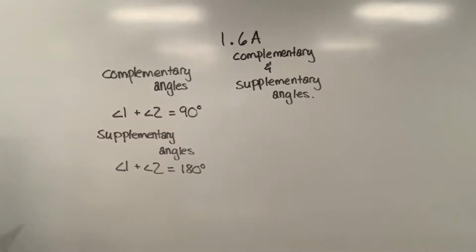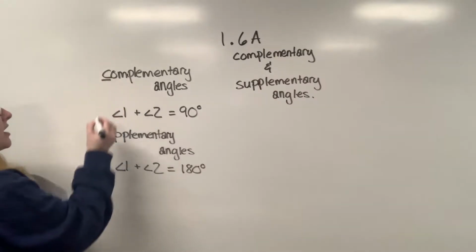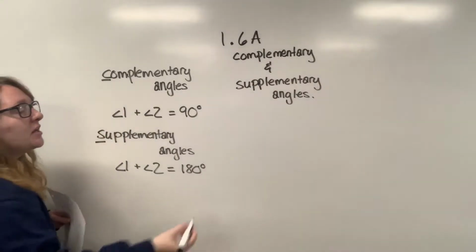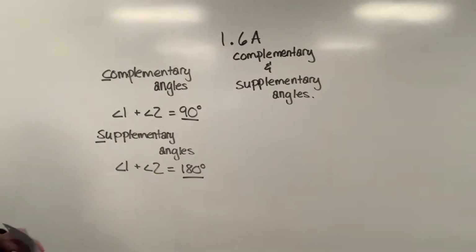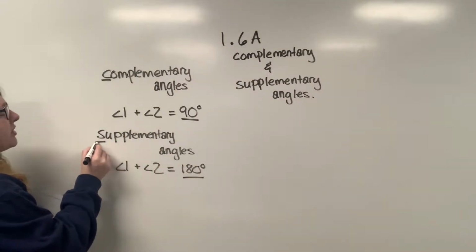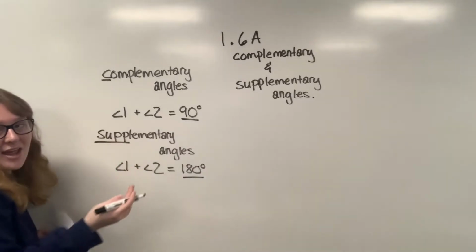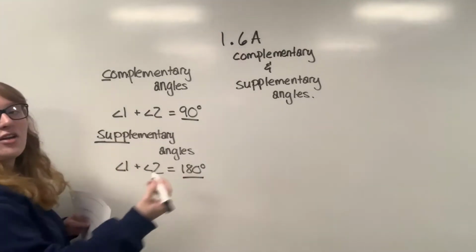A way to remember this is that C comes before S in the alphabet, just like 90 comes before 180 if you're just counting, okay? Another way that you can think of is supplementary angles, it's kind of like super angles, okay? And super angles, they're really big.